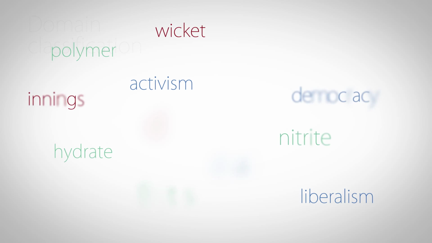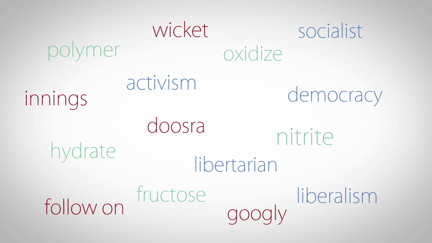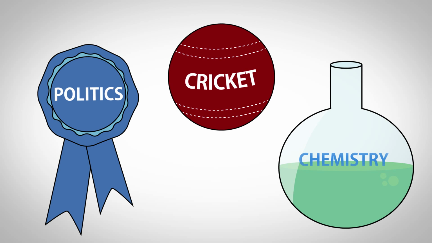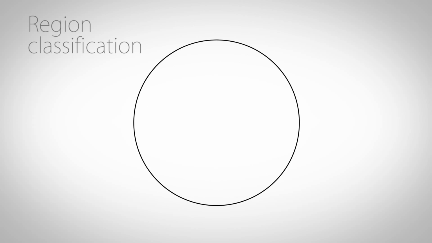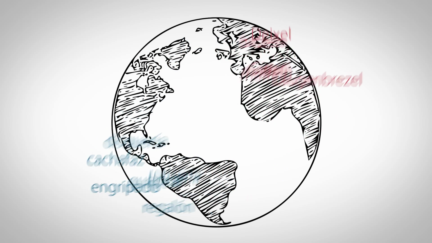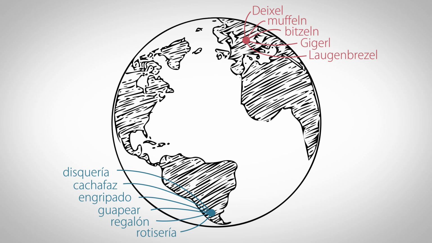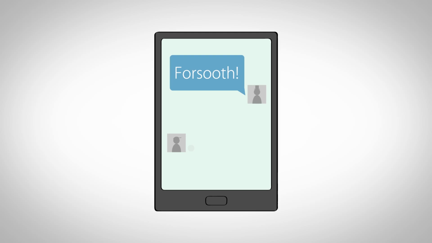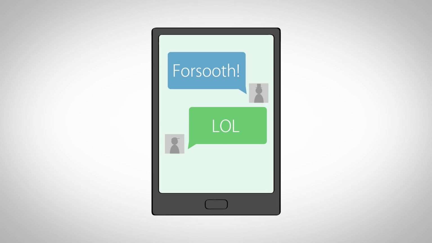Domain classification. Words X, Y, Z are particular to a specific domain or subject. Region classification. Words X, Y, Z are local to a specific region. Register classification. Words X, Y, Z are considered to be a specific level of language usage.